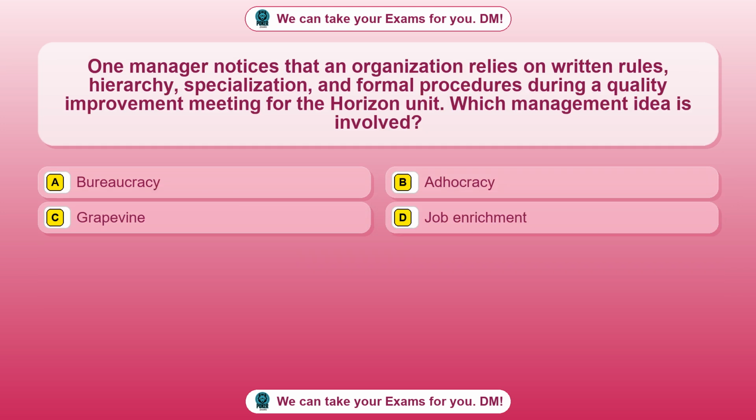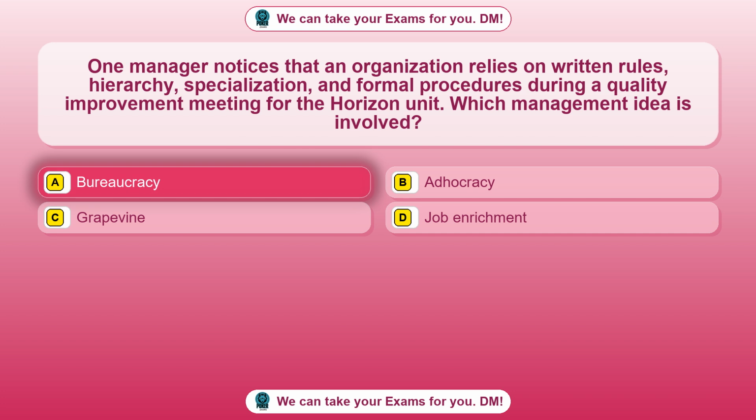Question 3. One manager notices that an organization relies on written rules, hierarchy, specialization, and formal procedures during a quality improvement meeting for the Horizon unit. Which management idea is involved? Option A, bureaucracy. Option B, adhocracy. Option C, grapevine. Option D, job enrichment.